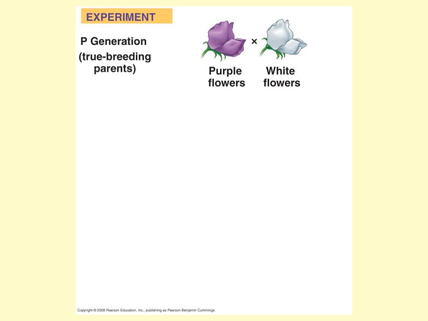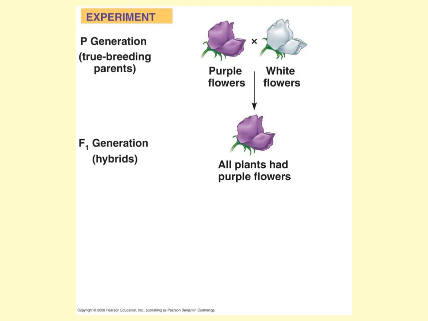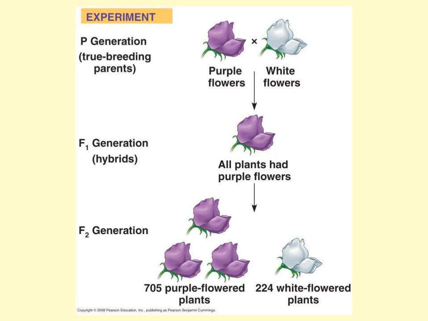Now when he crossed purple-flowered plants with white-flowered plants, the offspring were all purple-flowered. He called this generation the F1 generation, and when he crossed members of the F1 generation, about 3/4 of the offspring had purple flowers, while 1/4 had white flowers. This next generation he called the F2 generation. Now, how did the white flower trait disappear in the F1 generation and reappear in the F2 generation? Let's learn some more terminology first.